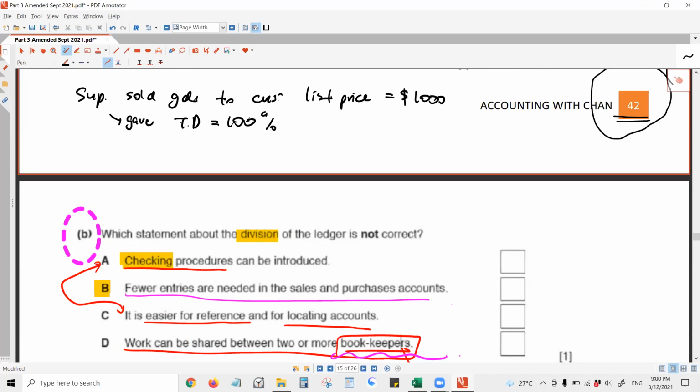Okay, the supplier sold goods to the customer on credit. The price is 1,000, and the trade discount is 100%. So would the customer owe money to the supplier? No, right? Because the trade discount is 100%, the customer can just take the goods and go back home. So the customer would not owe the supplier any money.